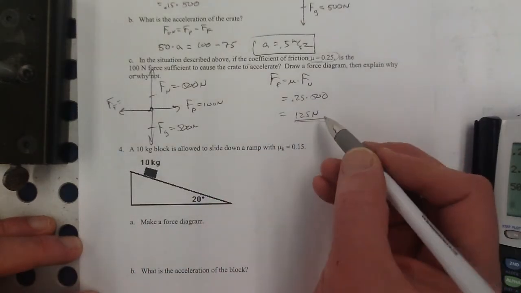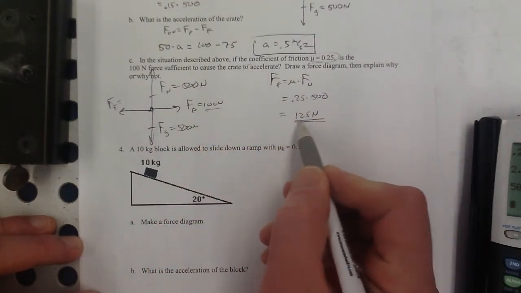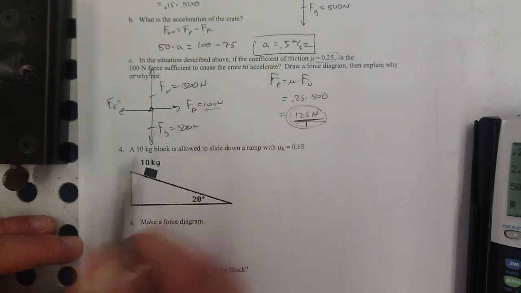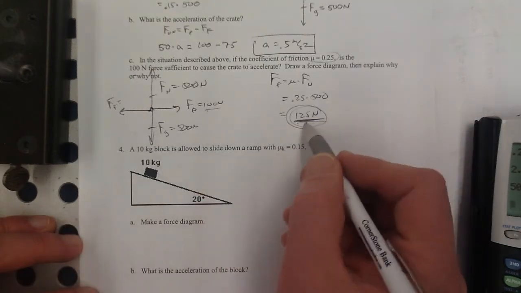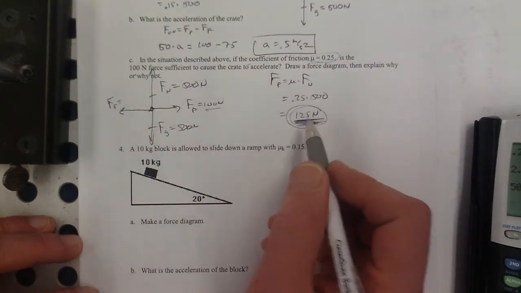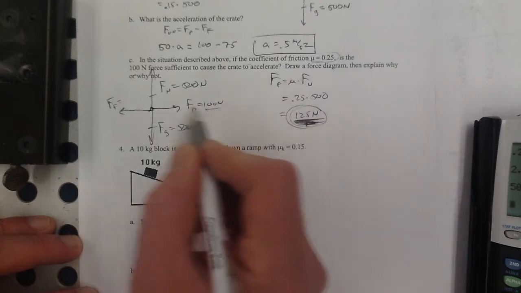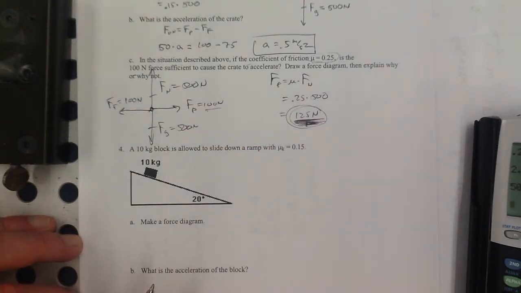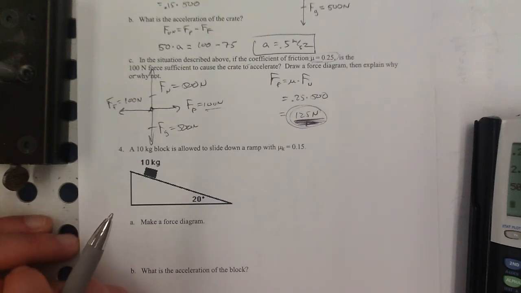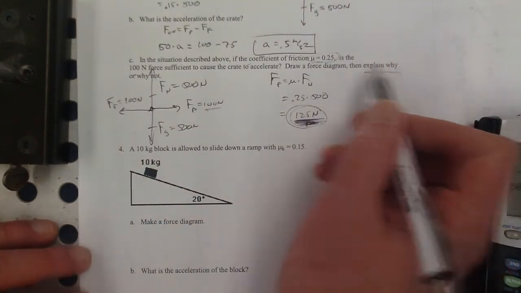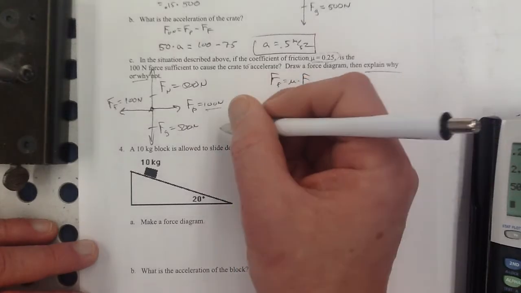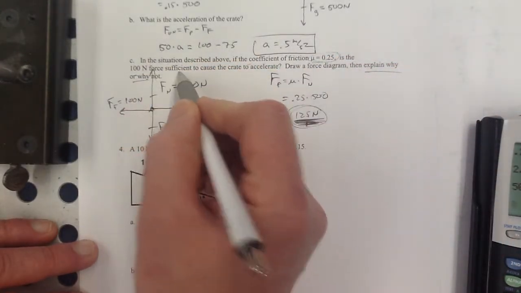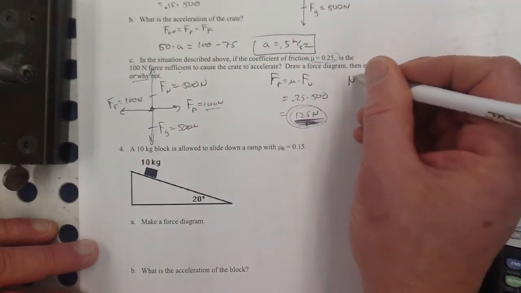So is this enough force to overcome? You would have to have at least this much force to move this thing. Is this enough? No, it's not. So what does friction do? It matches that and keeps it from moving. Explain why or why not. So what's the question here? Is it sufficient? The answer is no.